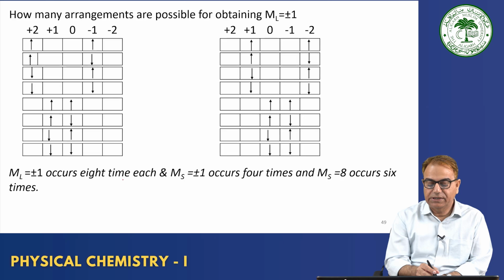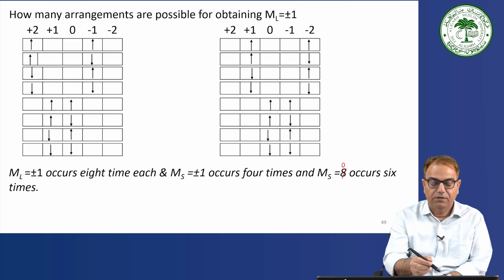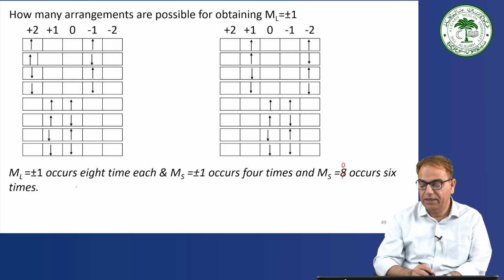ml ±1 occurs 8 times each, and ms equal to ±1 occurs 4 times, and ms equal to 0, sorry, this should be 0, occurs 6 times each. So 4 times means it is total 8 times. So 1, 2, 3, 4, 5, 6, 7, 8. So total 16 terms should be there. And ms equal to 0 occurs 8 times, I think 8 times, and this occurs 4 times.